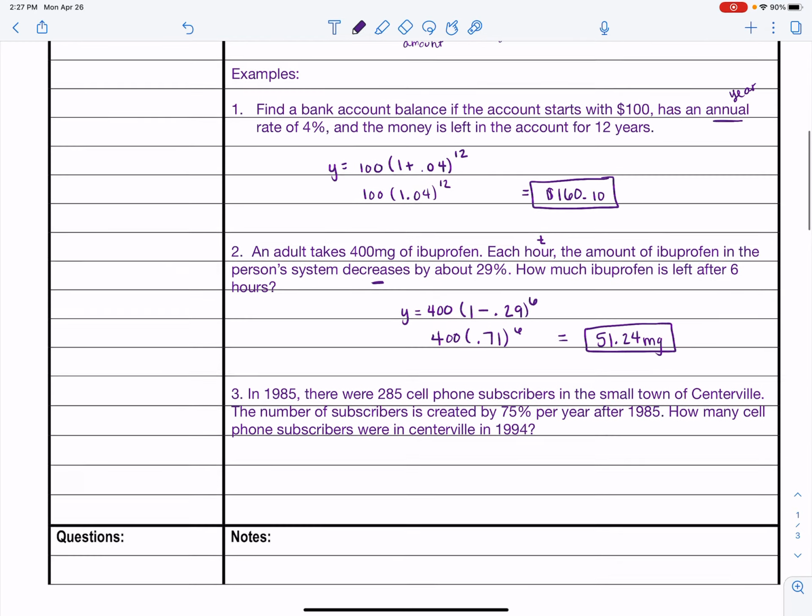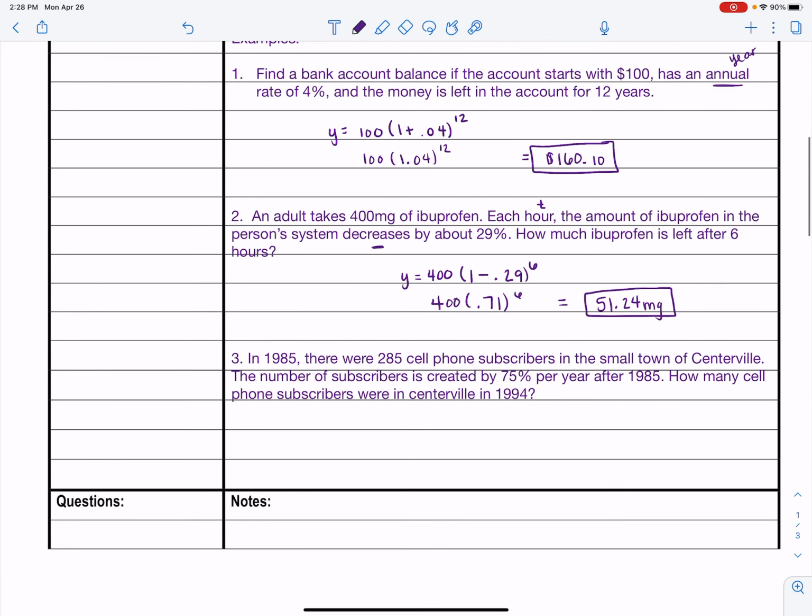Okay? In 1985, there were 285 cell phone subscribers in the small town of Centerville. The number of subscribers is created by 75% per year after 1985. I think this should say increased. It's increased by 75%, so we're adding 75% every year. How many cell phone subscribers were there in 1994?